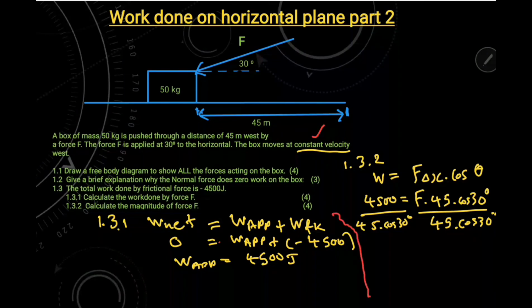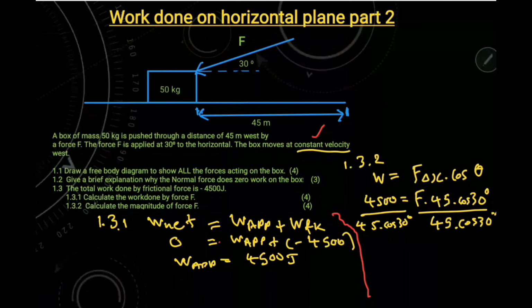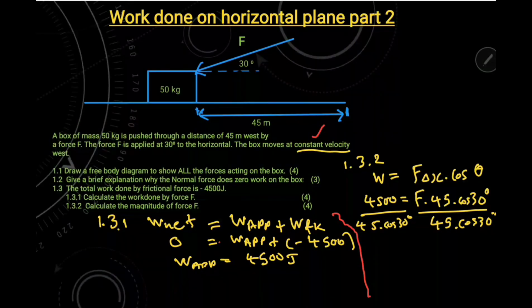So what's 4,500 divided by 45 times cos 30? You get 115.47 newtons is equal to F. Okay guys, that's how you can apply this idea of work done on a horizontal plane.